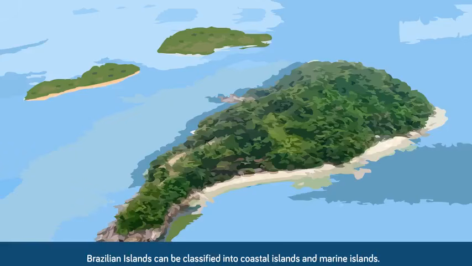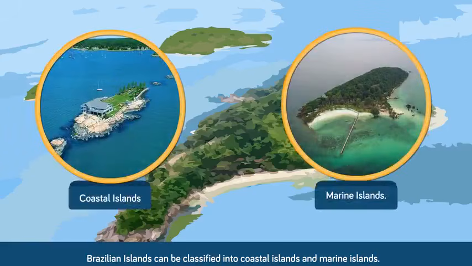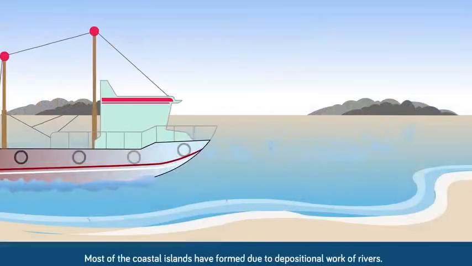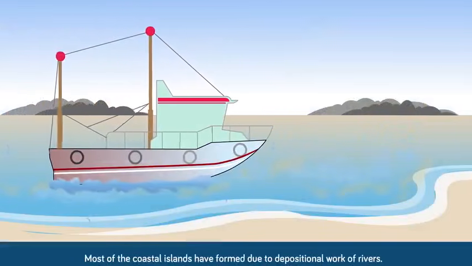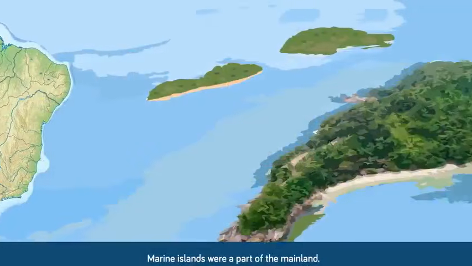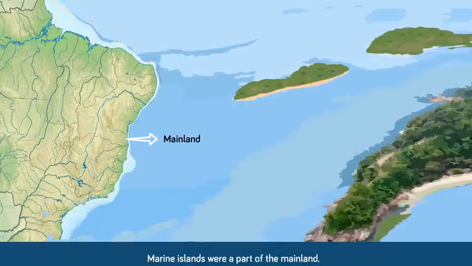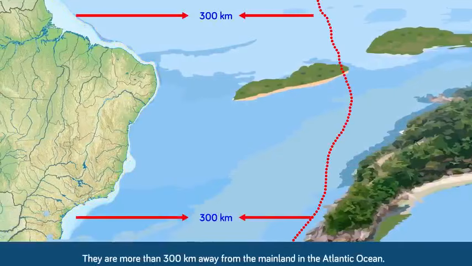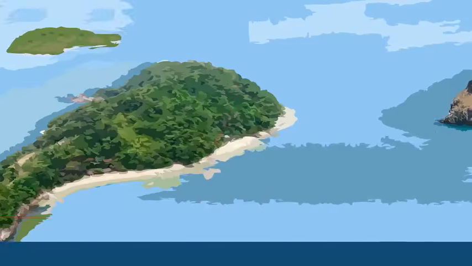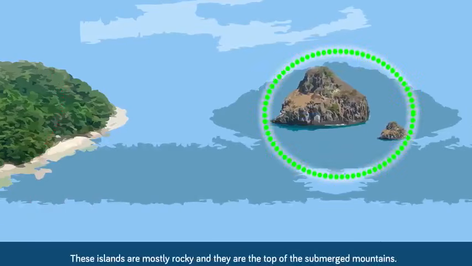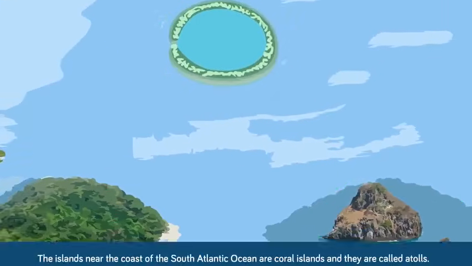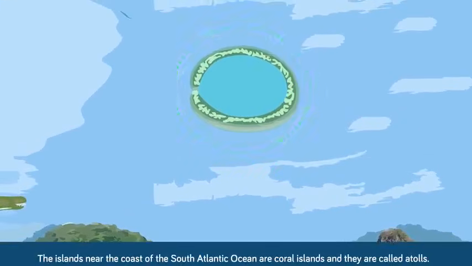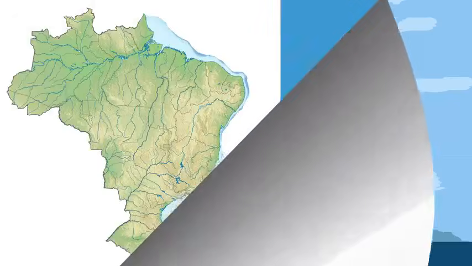Let's take a glance at islands. Brazilian islands can be classified into coastal islands and marine islands. Most of the coastal islands have formed due to depositional work of rivers. Marine islands were a part of the mainland. They are more than 300 kilometers away from the mainland in the Atlantic Ocean. These islands are mostly rocky, and they are the tops of submerged mountains. The islands near the coast of the South Atlantic Ocean are coral islands, and they are called atolls.